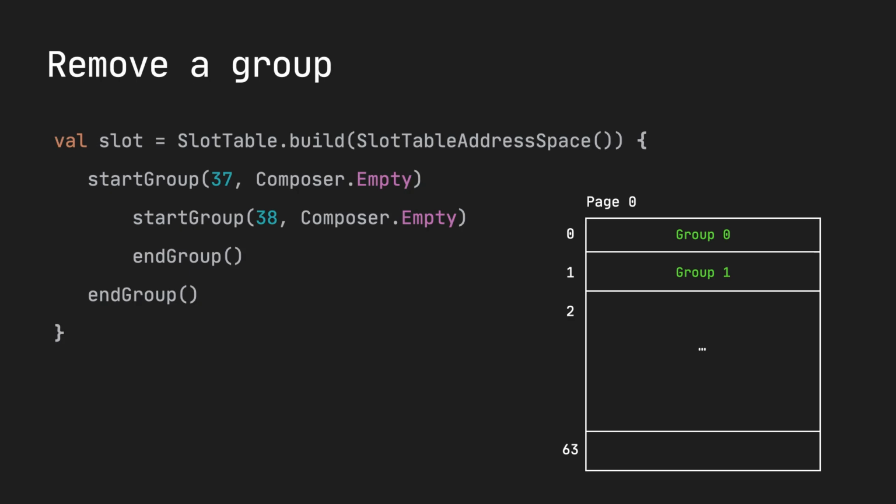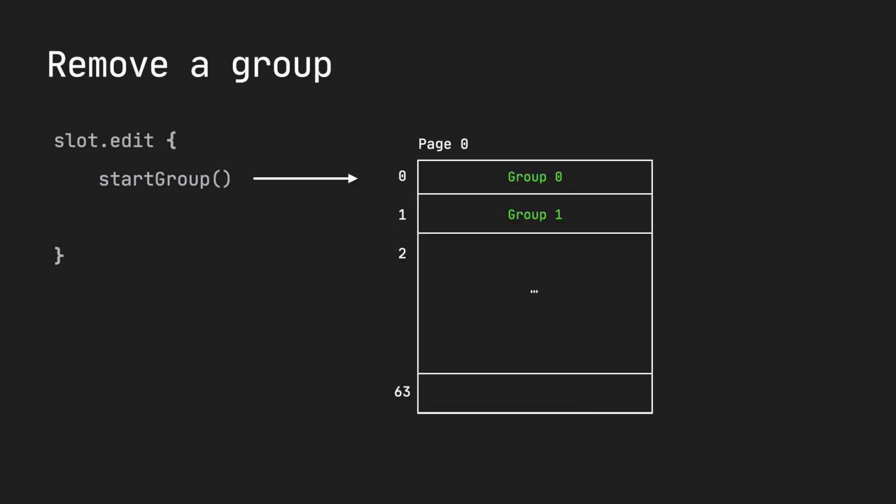How do I remove a group? I could also do this through the editor. Suppose I want to remove group number 1. How do I do that? I could use the editor, and I could start with the first group. This will increment the pointer and then go to the second slot, which is offset number 1. And I could call a method like remove group.